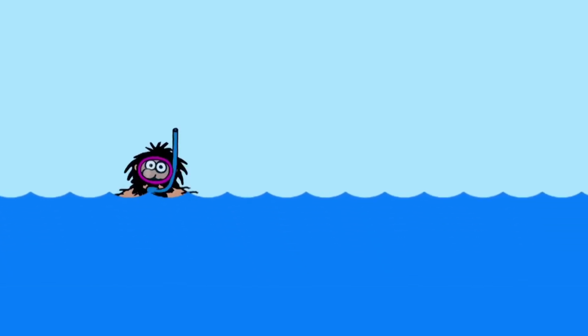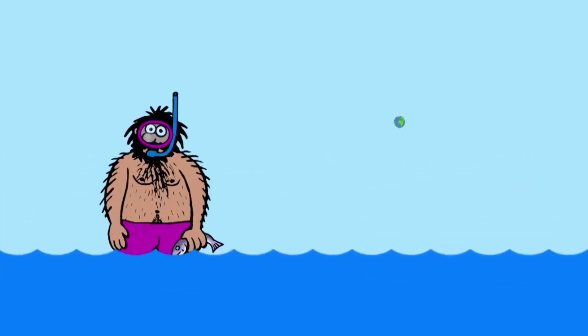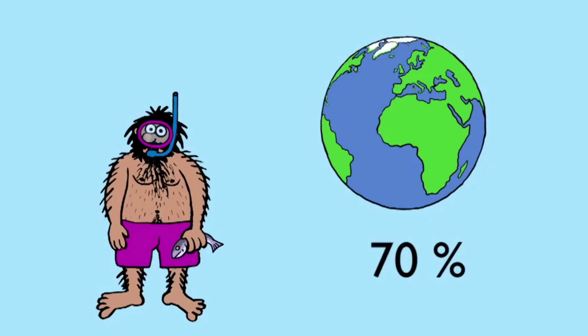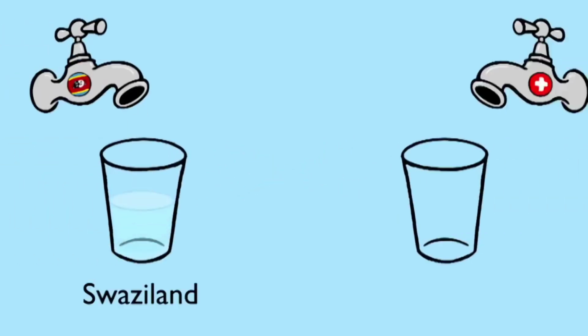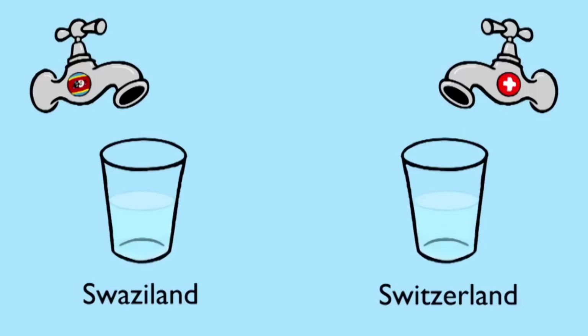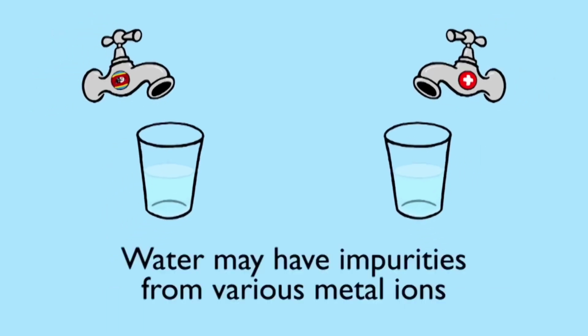Water. It's all around us. Makes up 70% of the Earth's surface and about 60% of your body. Let's start with the basics. Water is a colourless and transparent substance. When it is pure, it has no smell and no taste. If you've ever thought that one type of tap water tastes different to another, you're not wrong. Tap water in different areas may have slight impurities from various metal ions.